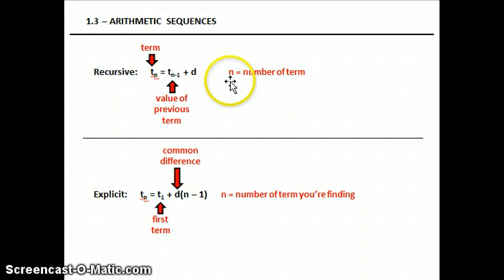Notice that n is the number of the term. If we're looking for the 5th term, we want the 4th term plus the common difference. If we are looking for the 12th term, we want the 11th term plus the common difference.